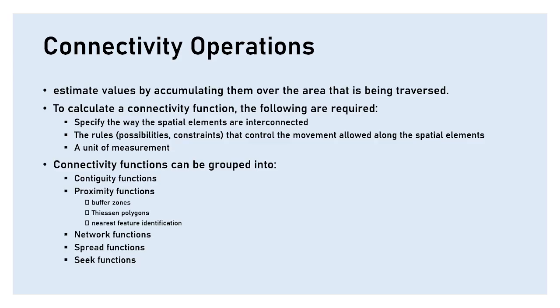Then we had these connectivity operations. Yeah. So these connectivity operations basically estimate values by accumulating them over the area that is being traversed. Okay, connecting, basically that is what they are doing, accumulating the values in the area where it is traversed. So to calculate the connectivity function, we need to specify the way the spatial elements are interconnected, the rules like the possibilities or the constraints that control the movement allowed along the spatial elements. Then also you need a unit of measurement.